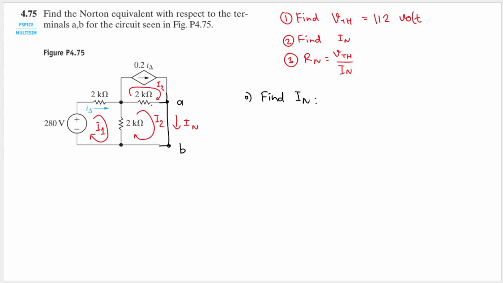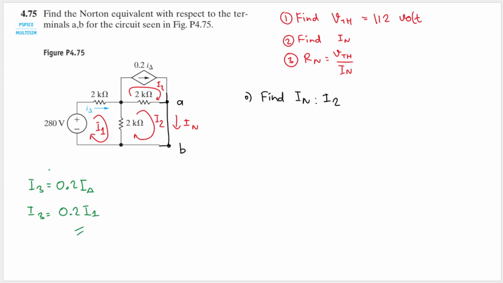Okay, let's see what we can get from this circuit here. IN is equal to I2, right? So our target is to find out I2. Another thing to note is I3 is equal to 0.2 I delta. But in this case, I delta is the same as I1. So we will have I3 is equal to 0.2 I1, which is a very important value later.